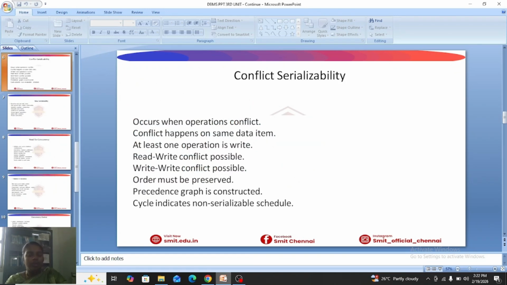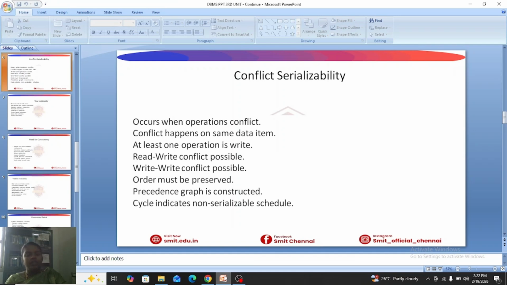Moving on to conflict serializability. It occurs when operations conflict. Conflict serializability is a type of serializability where a schedule can be converted into a serial schedule by swapping non-conflicting operations. This is the most commonly tested concept in database management system. Since we are looking into conflict serializability, we need to know what is conflict.